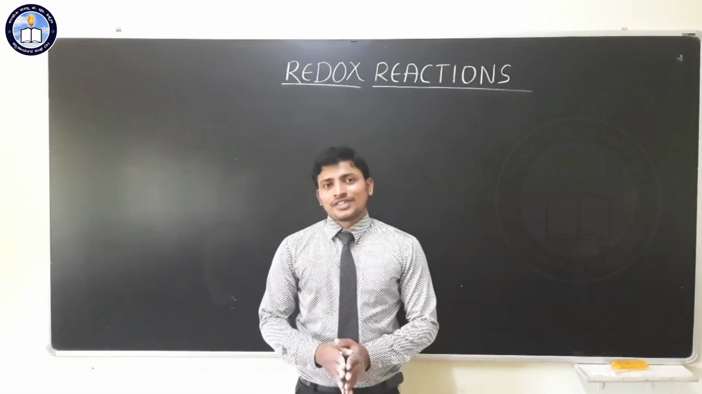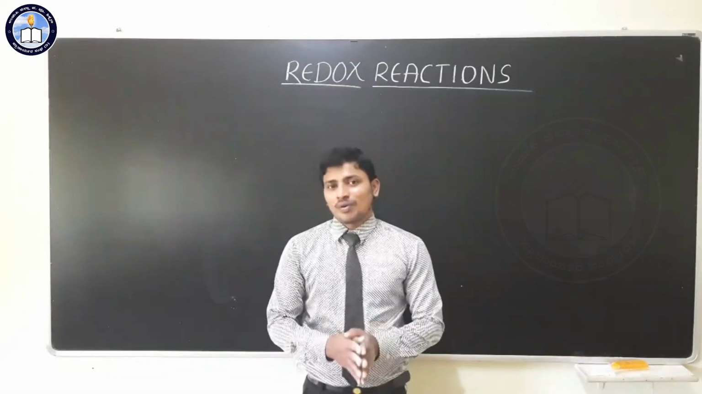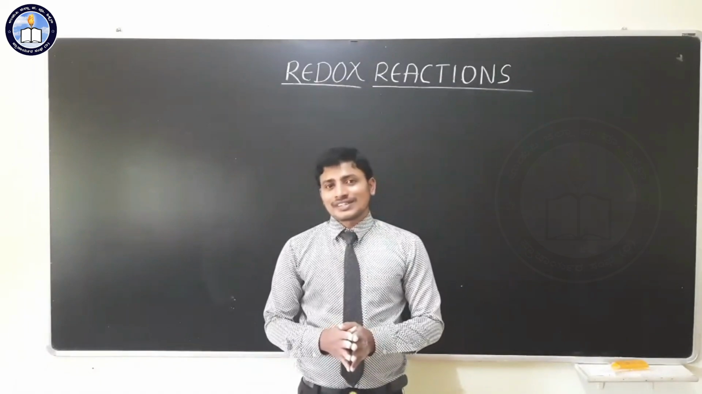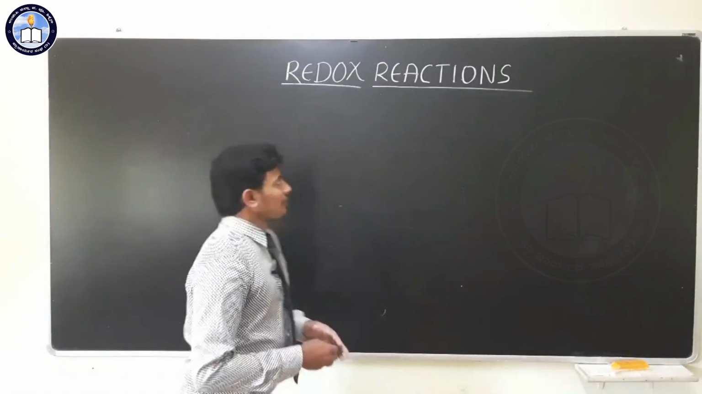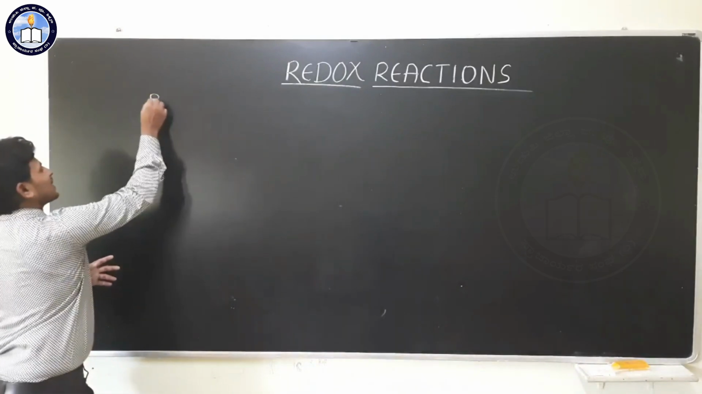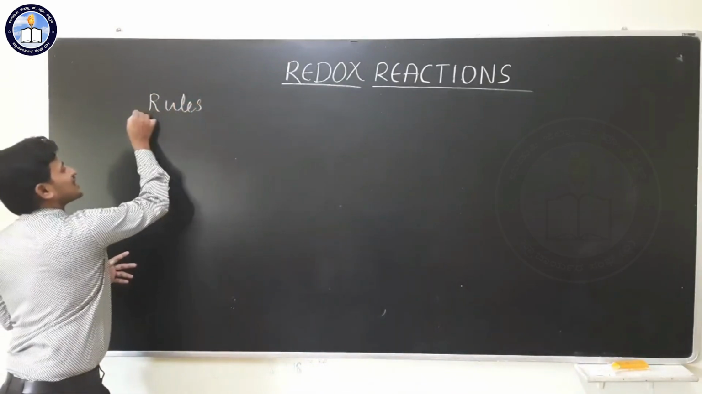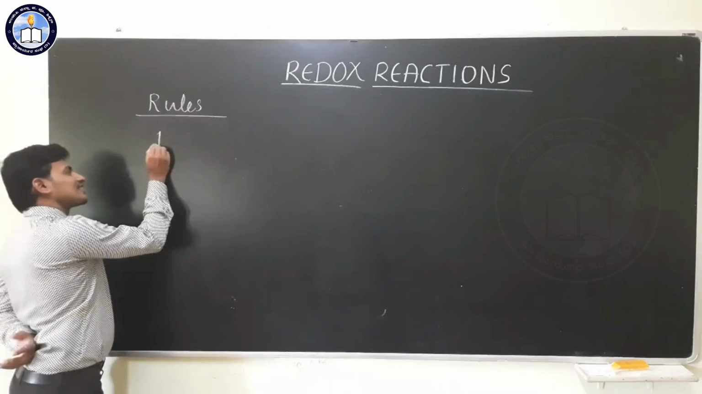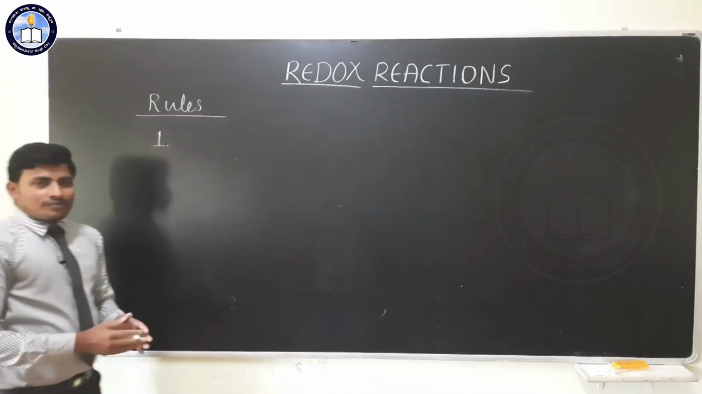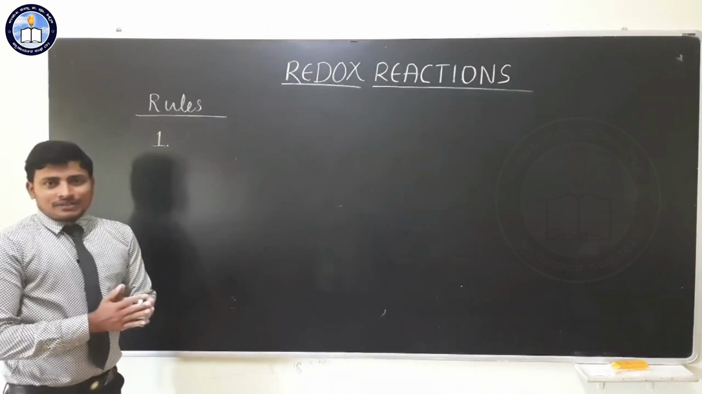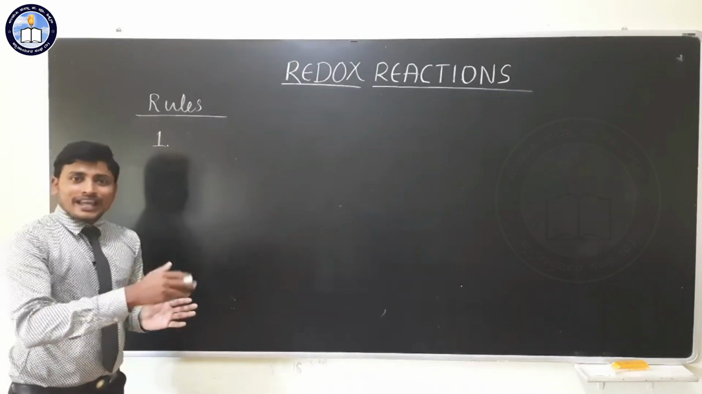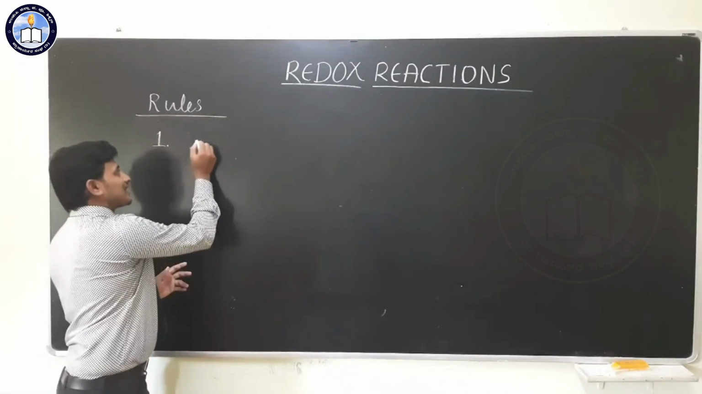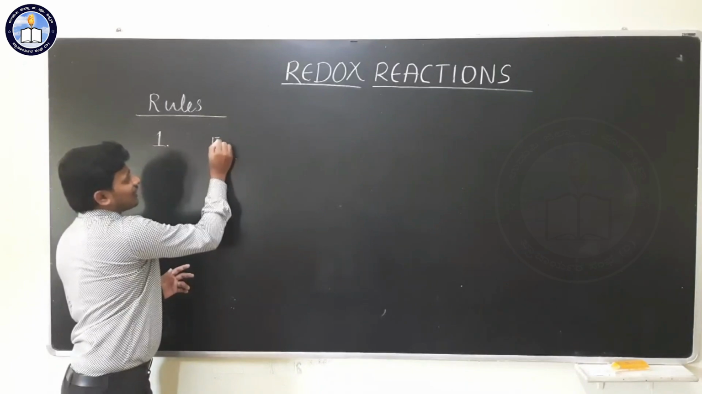After knowing the definition for oxidation number, now we have to find out certain rules to calculate oxidation number for a chemical substance. Let us start now. Rules to find out oxidation number. The first one: oxidation number for the element in its elementary state is taken as 0. For elementary state, oxidation number is taken as 0.